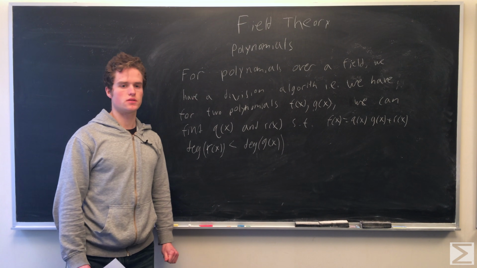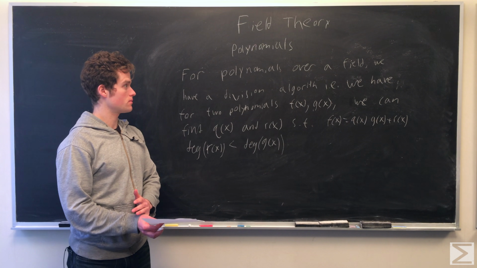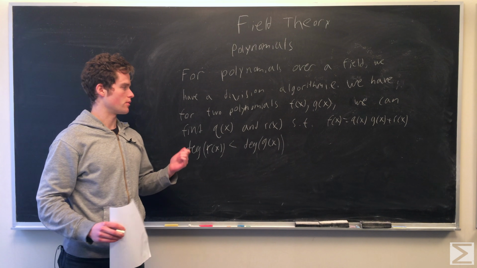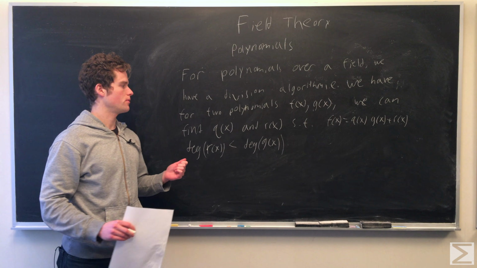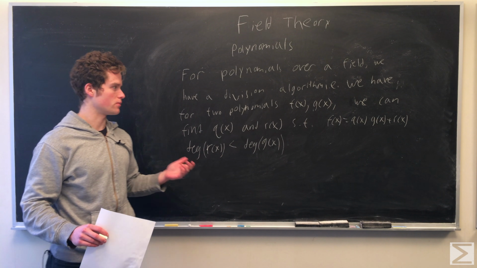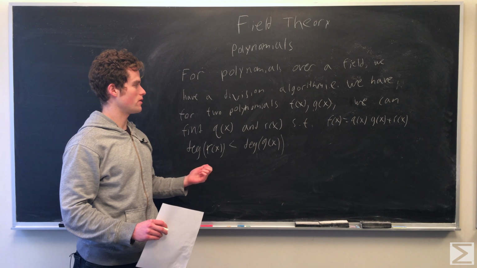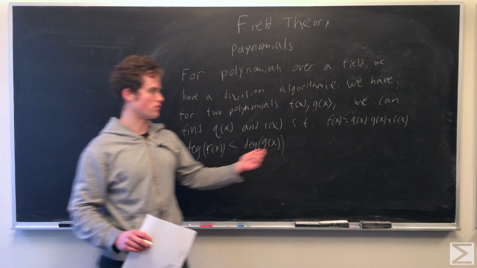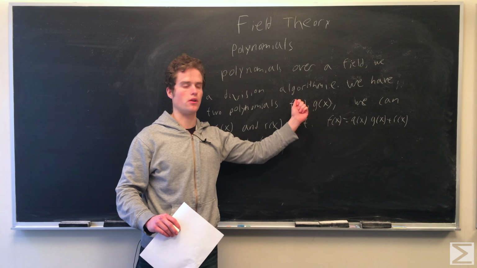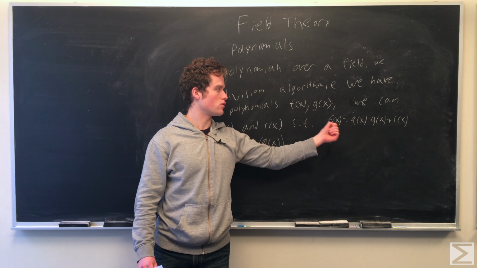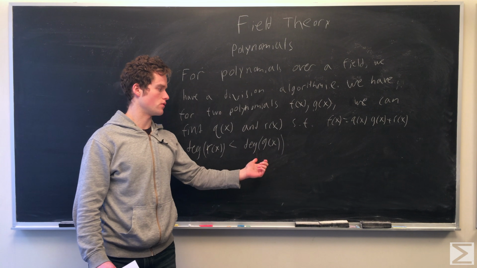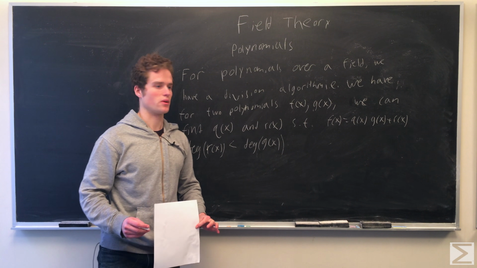So for polynomials over a field, we have division algorithms. This is the usual division algorithm you would see in a high school algebra class, although now we're doing it more generally over fields. We can do it for any field. So we have two polynomials over a field. We can find an equation of the form f(x) equals q(x) times g(x) plus r(x), where f(x), g(x) are any two given polynomials. We can find q(x) and r(x), both polynomials, such that the degree of r(x) is less than the degree of g(x). And this is something we can prove.